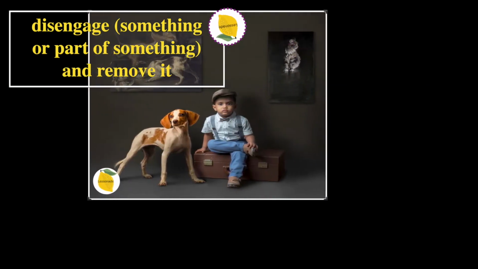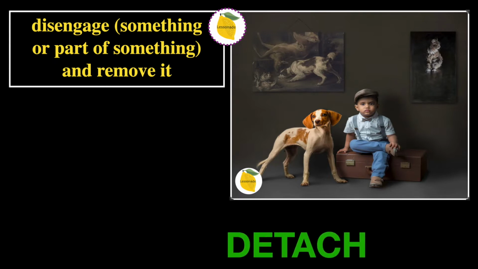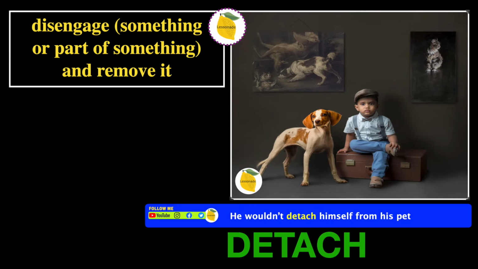The next one is disengage something or part of something and remove it. In this picture we can see a boy next to his dog, and therefore the word will be detach. And the sentence for this word is, he wouldn't detach himself from his pet.